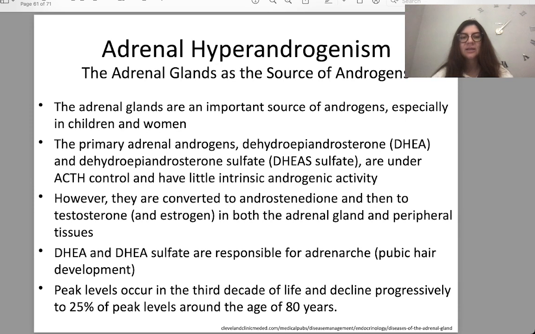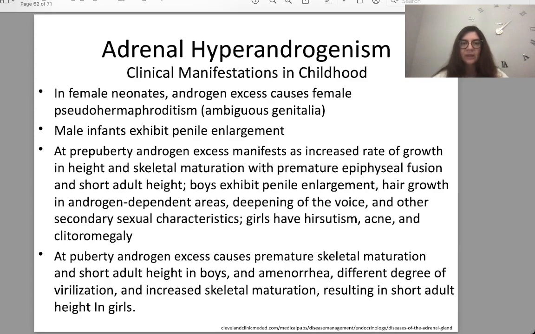DHEA and DHEA sulfate are responsible for adrenarche, or pubic hair development. Peak levels occur in the third decade of life and decline progressively to 25% of peak levels around the age of 80 years. If it manifests in childhood, we see in female neonates androgen excess causes female pseudohermaphroditism, or ambiguous genitalia. Male infants exhibit penile enlargement.